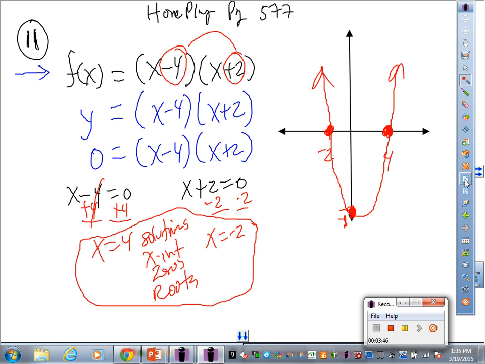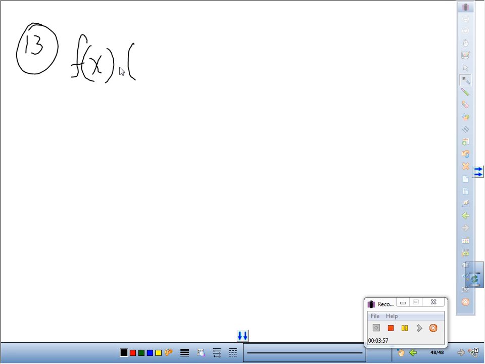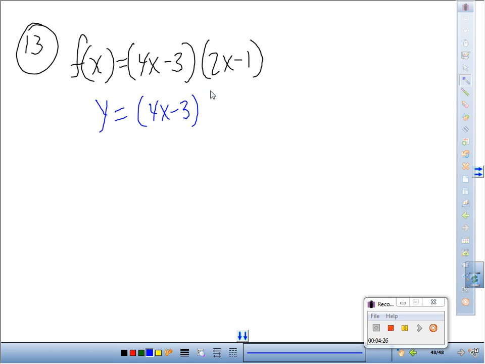Number 13, here we go. So 13 we have f of x equals 4x minus 3 times 2x minus 1. So what do I do from there, Alyssa? Y equals 4x minus 3. That is correct. Change f of x to y.